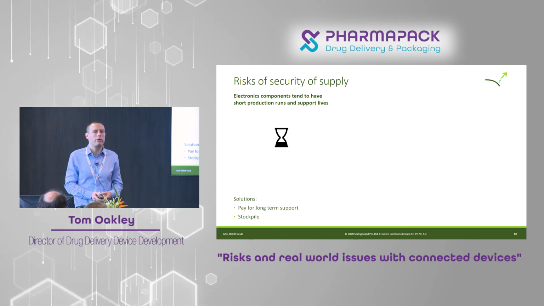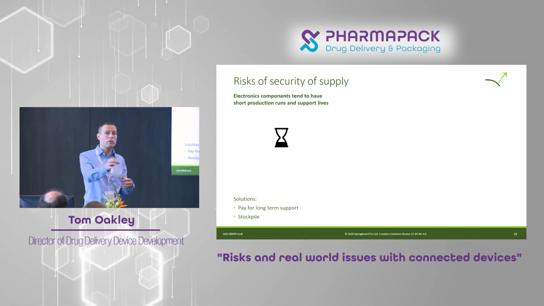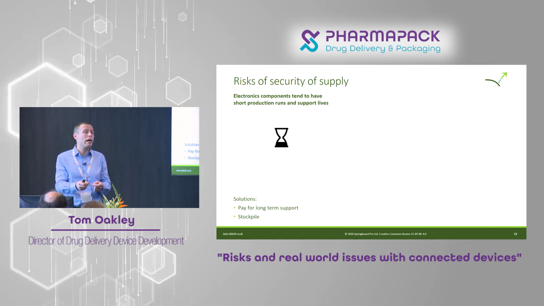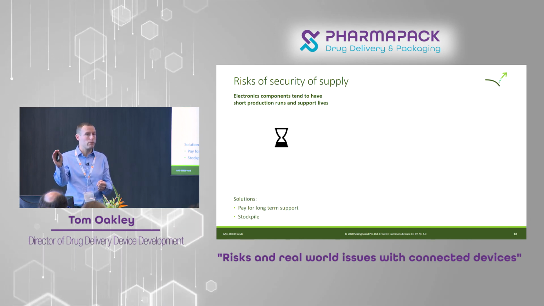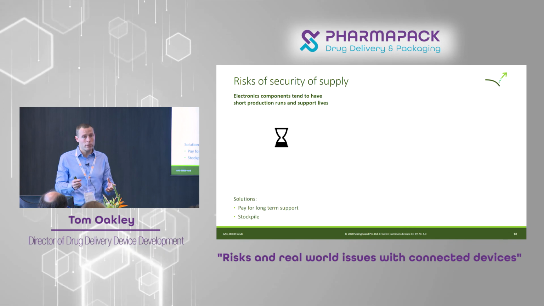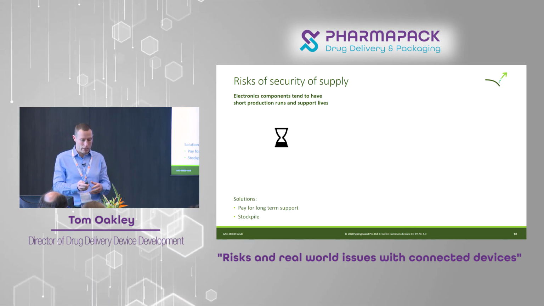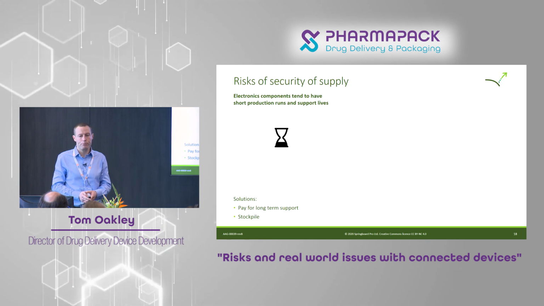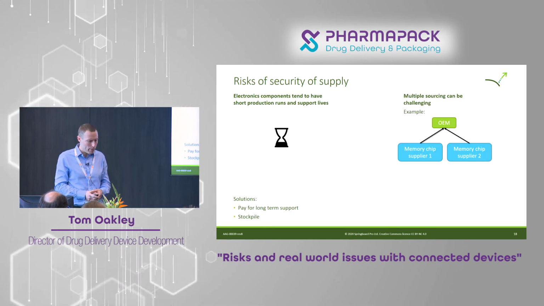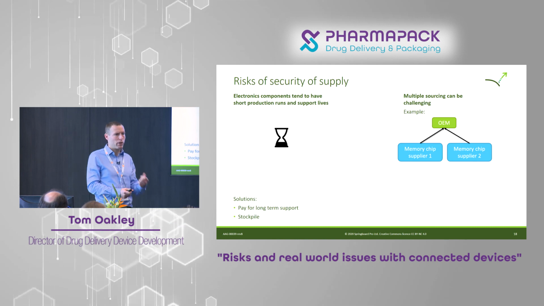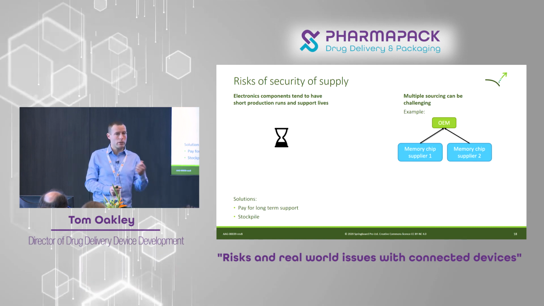So the solutions around that are to pay for support, to use companies or their products where you probably do pay a premium, but at least they can guarantee long-term support for that product. They won't go end of life. Or you can stockpile, which some companies do as a risk mitigation factor. Another way of looking at things is where people want dual sourcing. So if supplier one has an issue, you can go to supplier two.